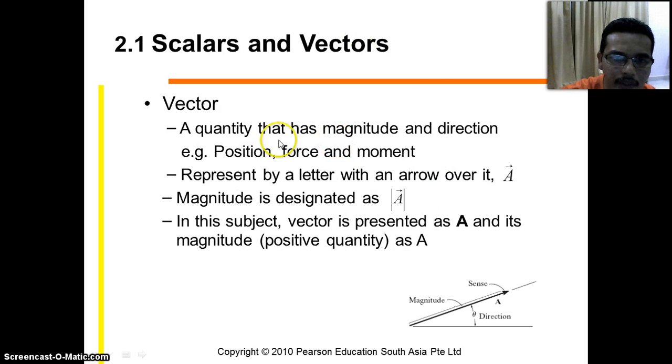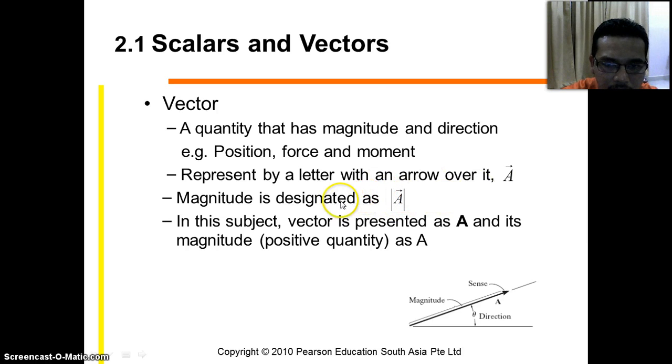A vector is a quantity described by both magnitude and direction. So instead of only the magnitude, we also need the direction. That is the difference between vector and scalar. For example, position, force, and moment have magnitude and also direction. To differentiate a scalar from a vector, we put an arrow on top of the letter. The magnitude is designated with the absolute value bars.